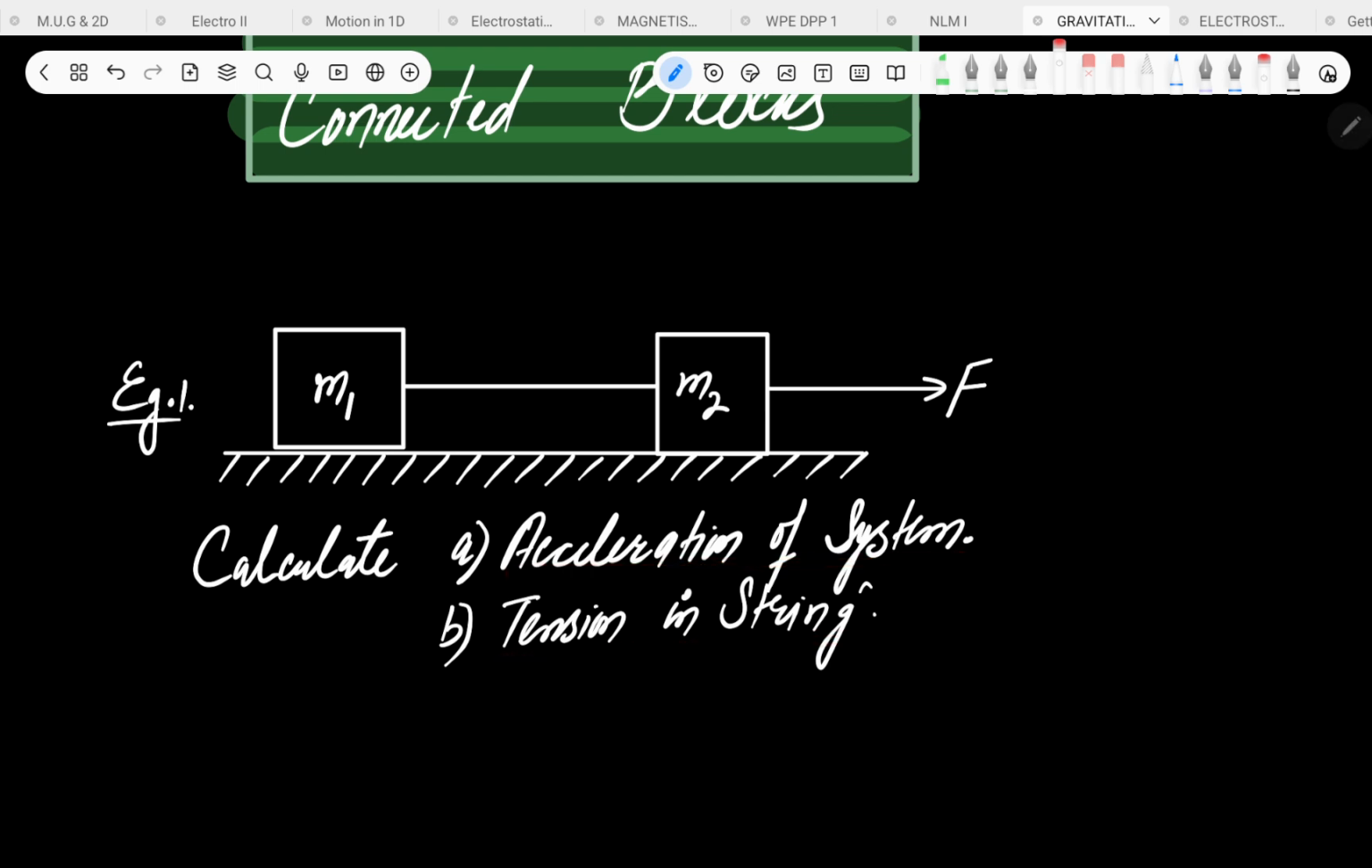First and foremost, we'll apply proper physics, and then we'll try to calculate the acceleration of the system, number one, and number two, we'll calculate the tension in the string. Then I have a pro tip for you in order to calculate tension in the string. So these are two blocks M1 and M2, and the external force is F.